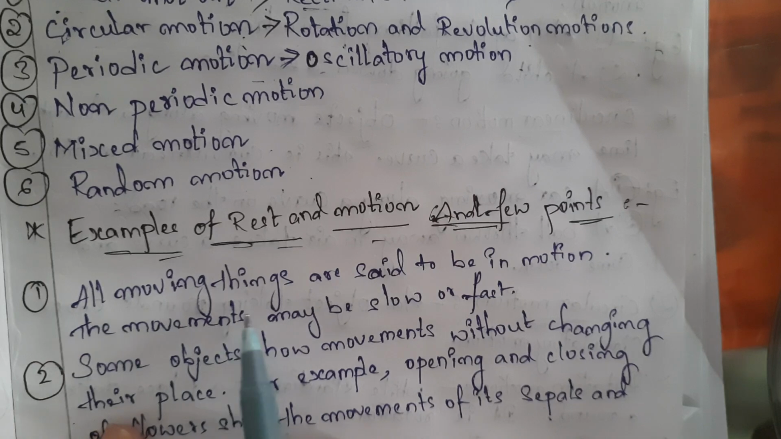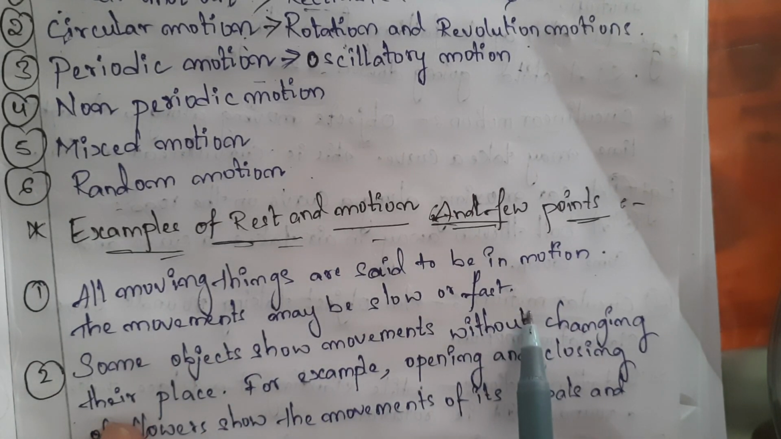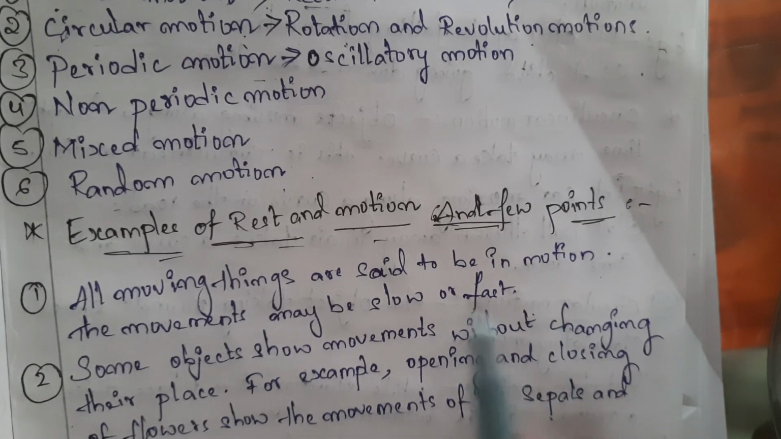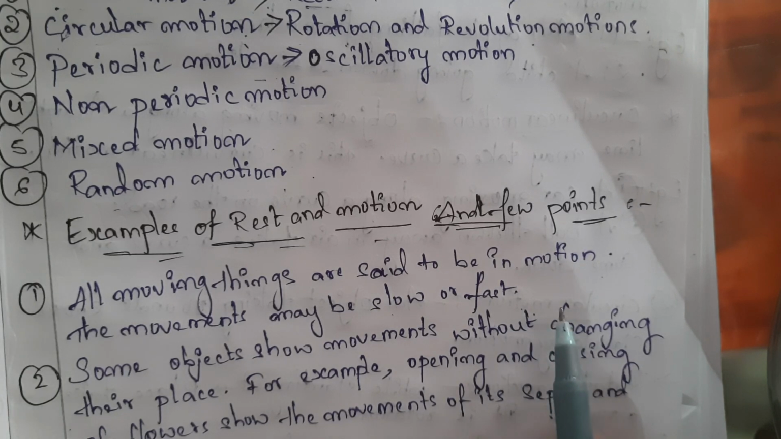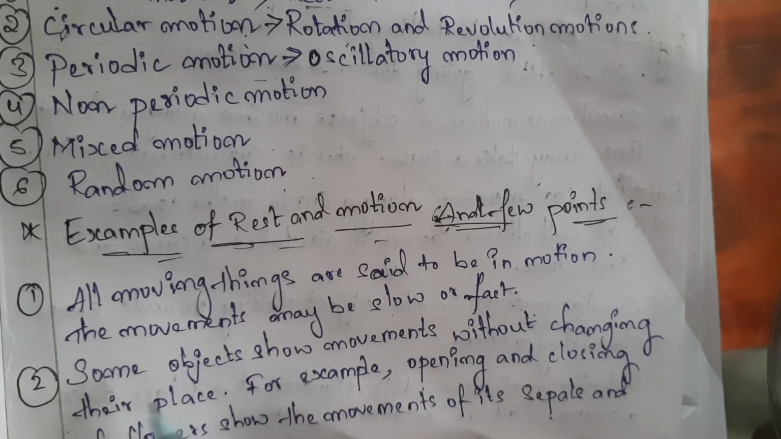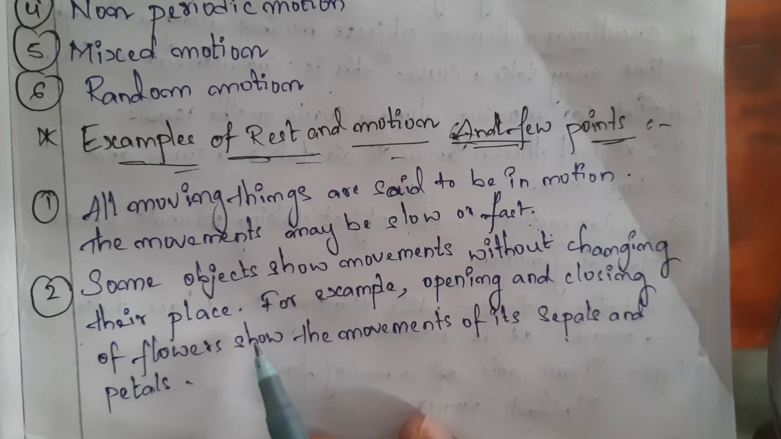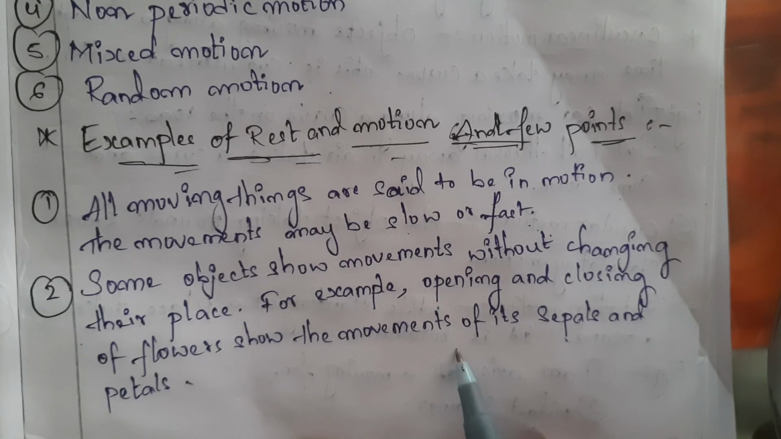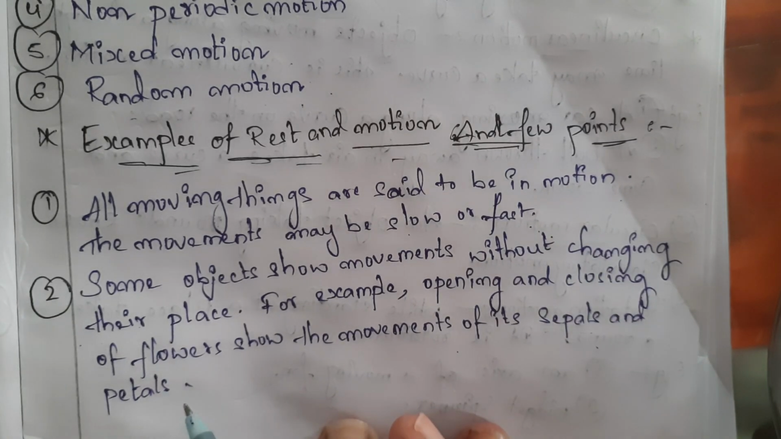Here all moving things are said to be in motion. The movement may be slow or fast. For example, if a snail is moving, or a tortoise is moving, or a rabbit is running, all are examples of motion, either slow or fast. Now, some objects show movement without changing their place. That is also called motion. For example, the opening and closing of a flower shows the movement of its sepals and petals. This is also a type of motion where only the sepals and petals of the flower are moving.